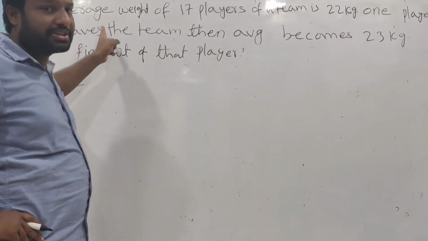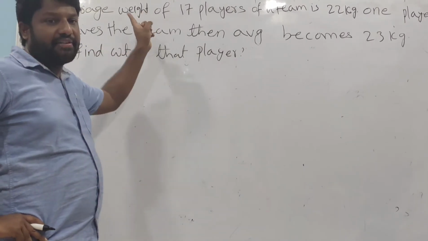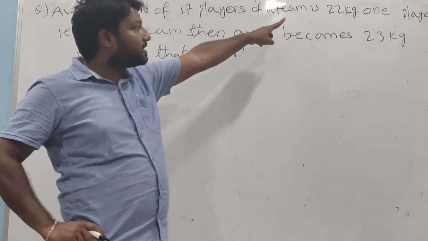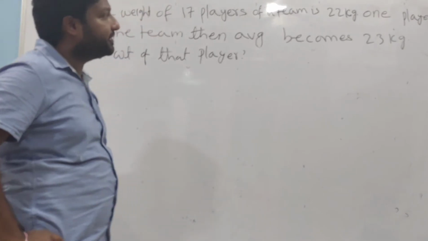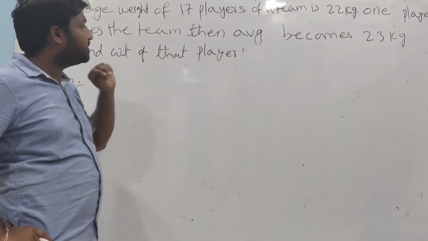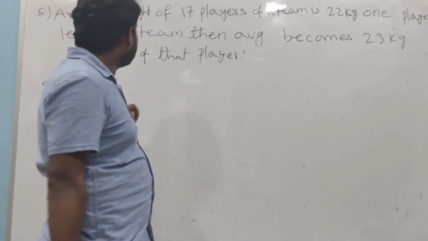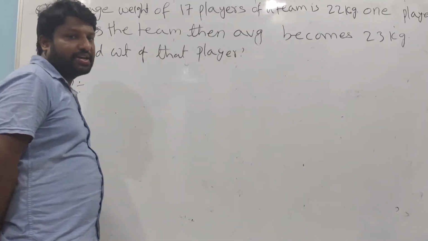Next question. Same model. The average weight of 17 players of a team is 22 kg. One player leaves the team, then the average becomes 23 kg. Find the weight of that player.